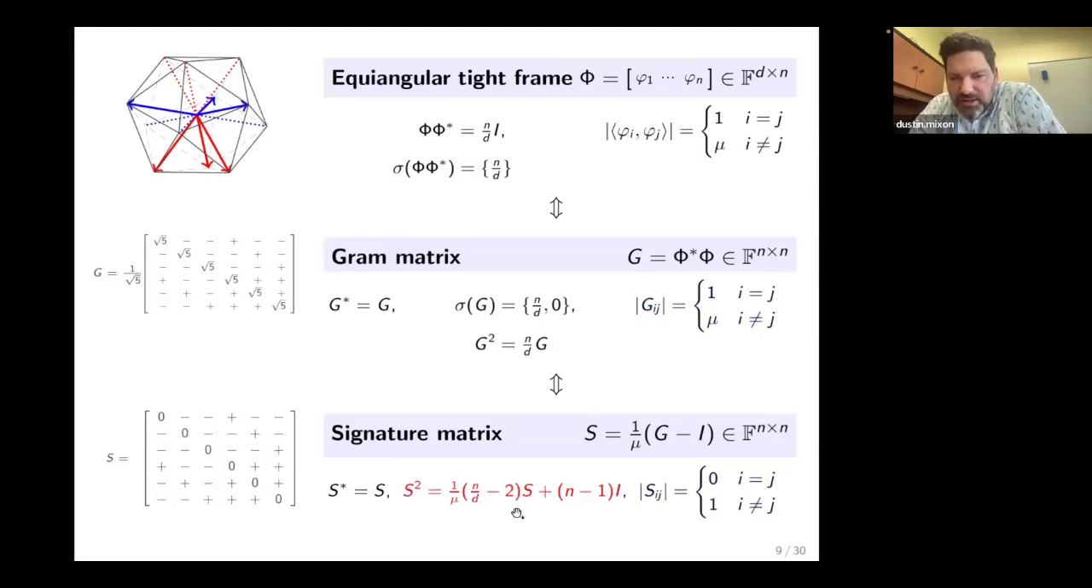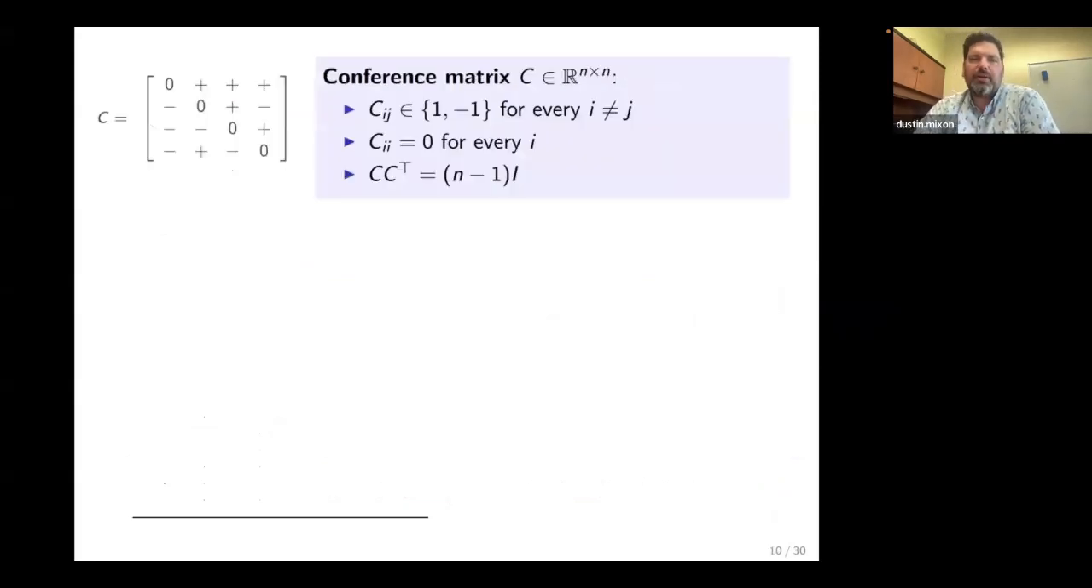So how do I satisfy this nasty-looking quadratic? That's the algebraic combinatorics sitting on the slide here. One way to do it is using an object from combinatorial design theory called a conference matrix. This kind of looks like a signature matrix. It's got zeros on the diagonal, plus or minus ones on the off-diagonal. This is kind of weird. It's not self-adjoint. In this case, it's skew symmetric. All the off-diagonal entries are plus or minus 1.